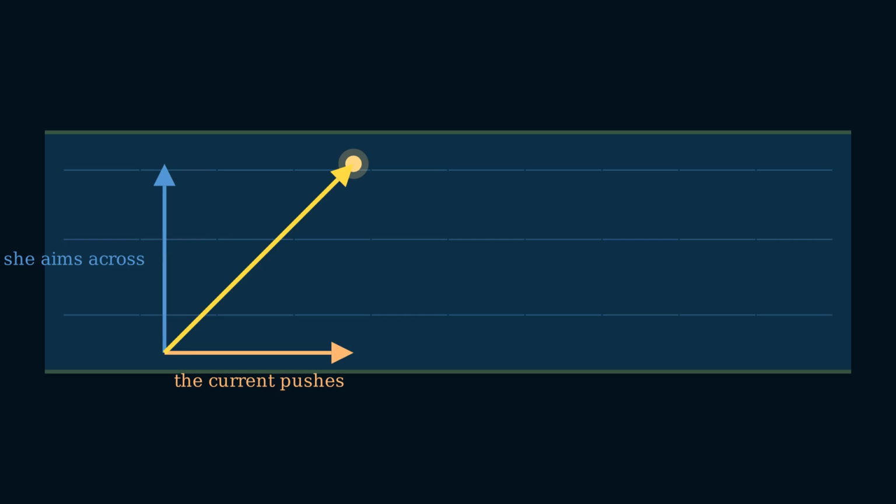Not straight across. Her real path is the two arrows combined, tip to tail. She lands here, well downstream of where she aimed. That gold arrow is what we call the resultant, what you get when you combine two quantities that each carry a direction. These are vectors, and learning to add them properly is the whole story today.